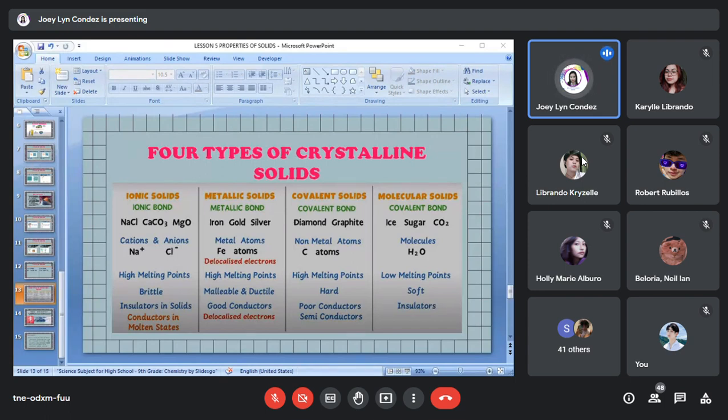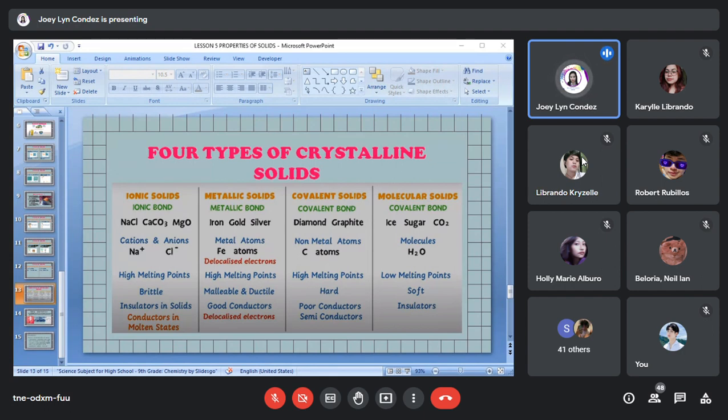Ionic solids have high melting points. Metallic solids also have high melting points. That's because of their delocalized electrons. Then covalent solids have high melting points. Molecular solids have low melting points. Ionic solids can be brittle. Metallic solids can be malleable and ductile. And then covalent solids are hard, and molecular solids are soft.